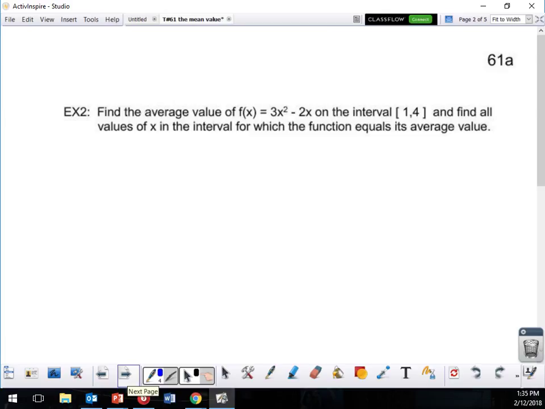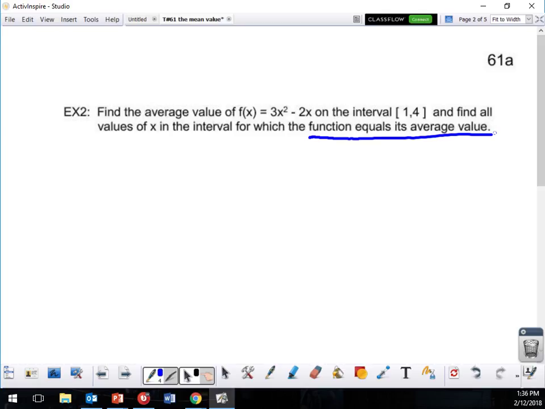So for this right here, find the average value of this on the interval, then find all values of x at which the function is equal to the average value. So the function is equal to the average value. The function. Well, that's what I was pointing out. Yeah, thank you. I missed that one. I'll underline that one. Okay. He was a math teacher before he was teaching.